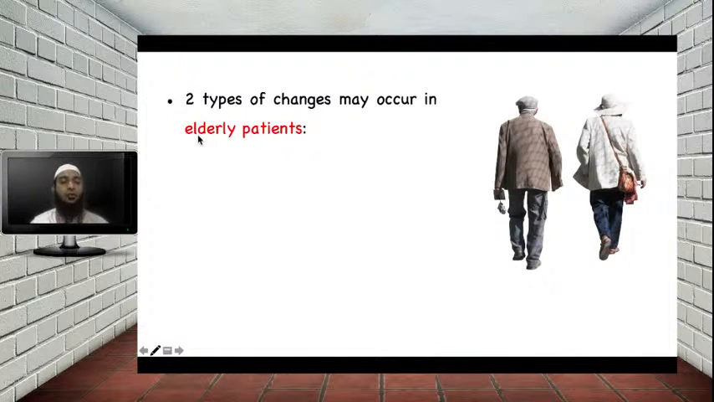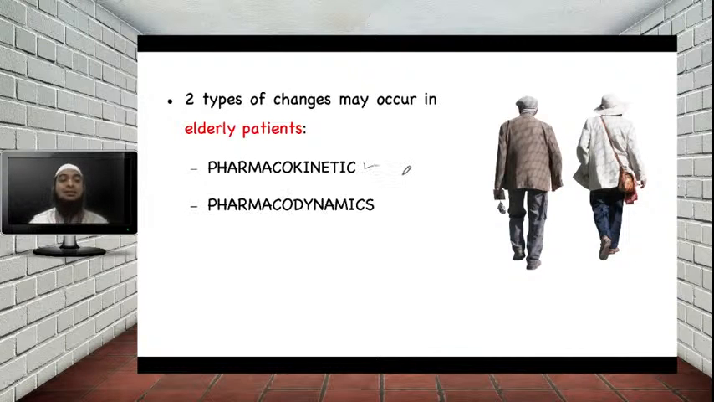Now let's see what changes occur in elderly patients, because as a pharmacist you must understand what changes occur in the body of elderly patients, so that accordingly you can customize or personalize medicine for the elderly patient. Generally there are 2 types of changes which occur in elderly patients. The first is called pharmacokinetic change, and the second is called pharmacodynamic change.